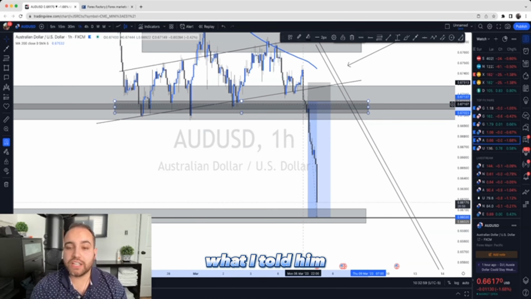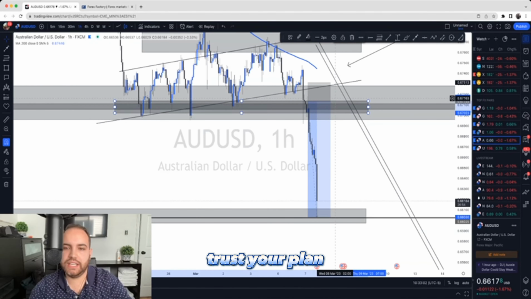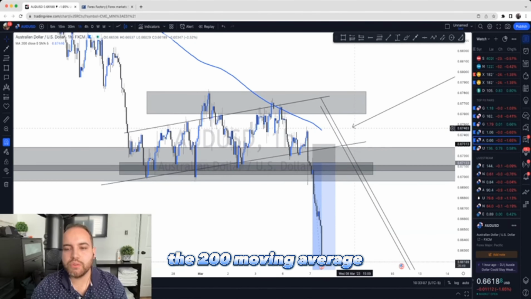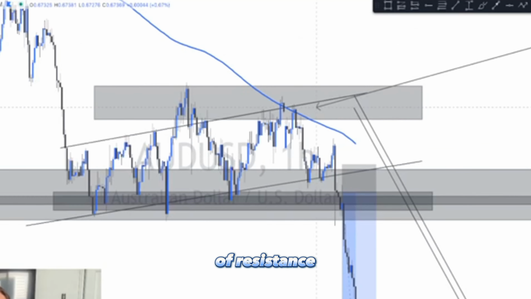So that's literally what I told them. I said, guys, don't freak out. Trust your plan, trust the process. When you narrow it down to the 1 hour time frame, you can see the 200 moving average used it as a level of resistance, guys.